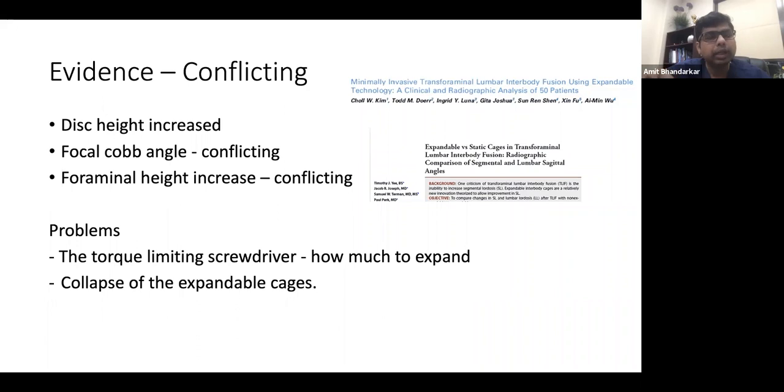One of the problems with the expandable cages is that once we have those cages implanted, there is a torque limiting screwdriver that prevents too much expansion and hence subsidence. But also at some time, if we are not able to expand the cage to its required capacity, we may not be able to achieve the gain that we were planning on getting by expanding those cages. There also have been reports of collapse of the expandable cages after expansion, and some companies have actually withdrawn those expandable cages from the market because of that collapse.